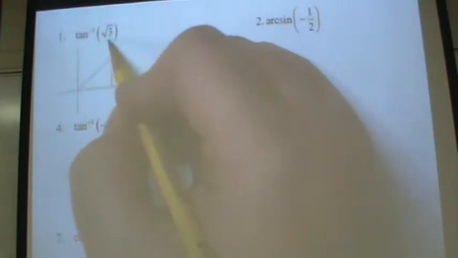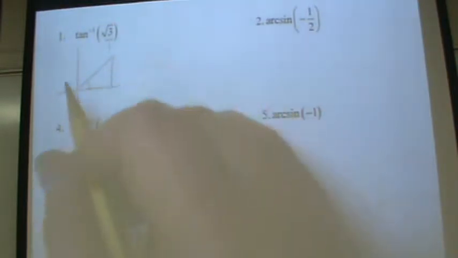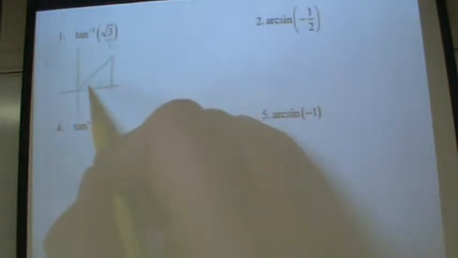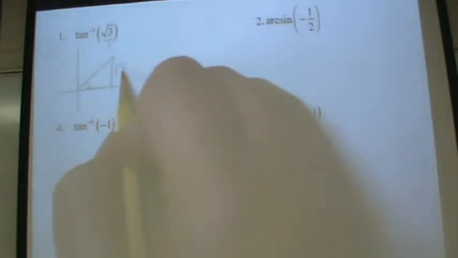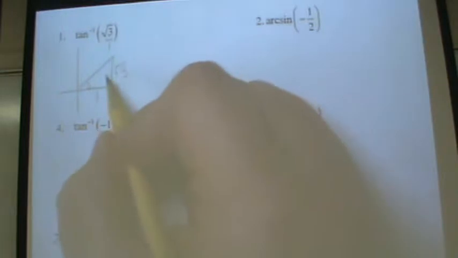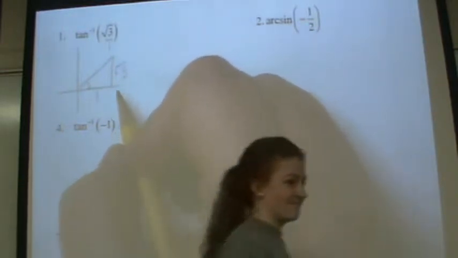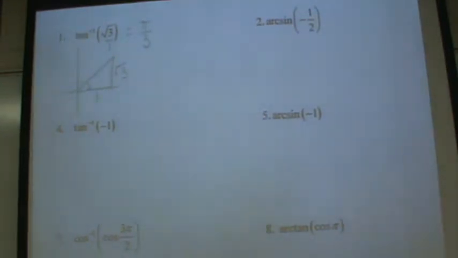Tangent, remember, is opposite over adjacent, so we can put this over an imaginary 1. Remember, you're always measuring your angle off of the x-axis at the 0 here. So we're looking for this angle. Opposite over adjacent. What angle is opposite the root 3? Pi over 3, a 60-degree angle.